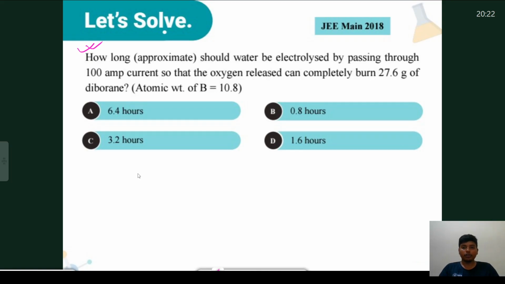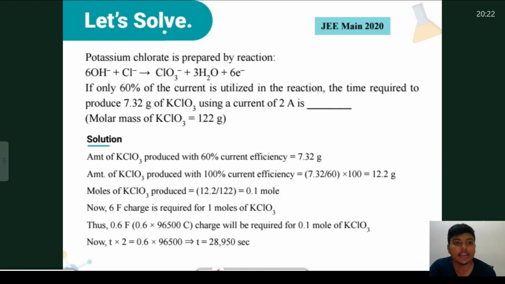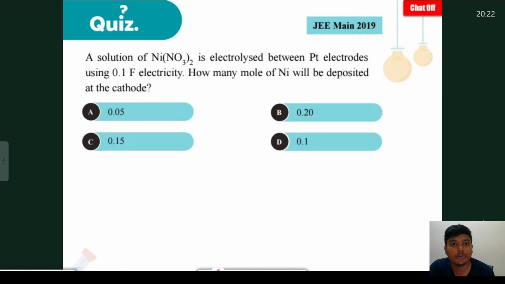So this will be your homework. Try and tell me next day. Clear? Okay, sir. Boron means B2H6. Some questions are there. This will be homework. You will do. Tell me, understood or not? Yes, sir, understood.